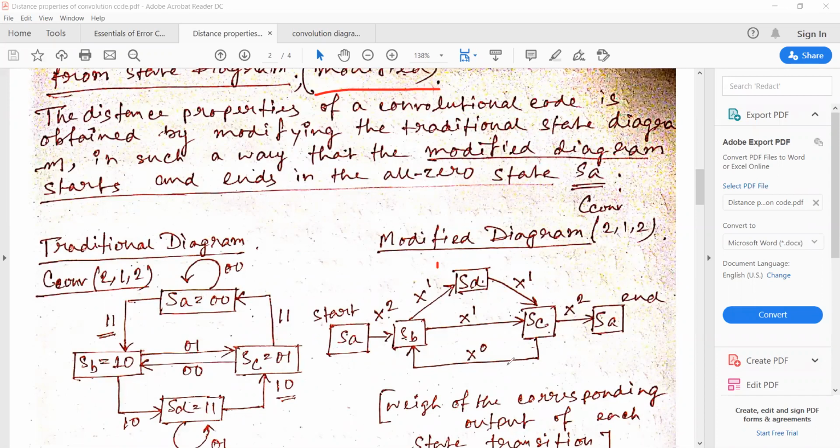So what modification is happening here? This is our traditional diagram. First of all, let's go through this. What is written: the distance properties of the convolutional code are obtained by modifying the traditional state diagram in such a way that the modified diagram starts and ends in the all zero state, that is SA. Okay, so first of all, I'm telling you that we are considering the example of the convolutional code with rate 1/2 and constraint length 2. So I'm taking this example. The main thing is that in the modified state diagram, we will start from the all zero state and end at the all zero state. So that is my target.